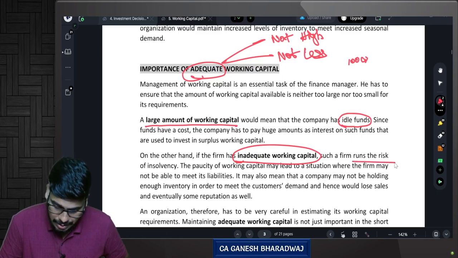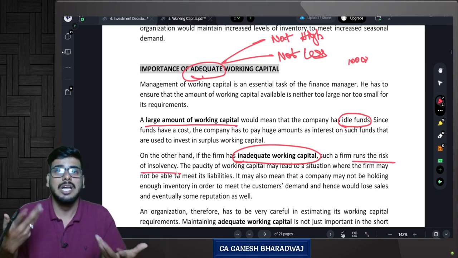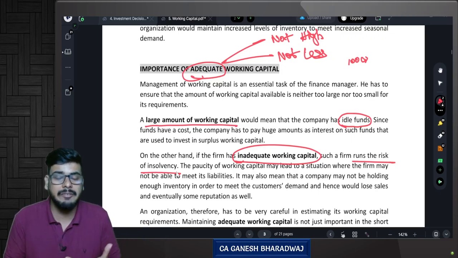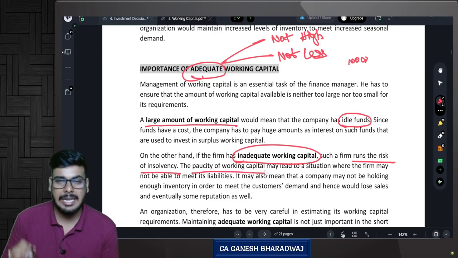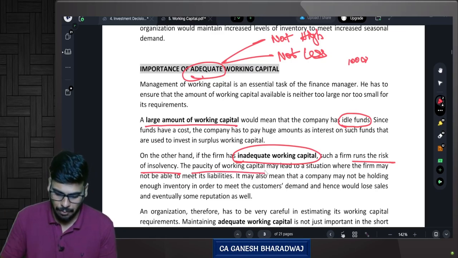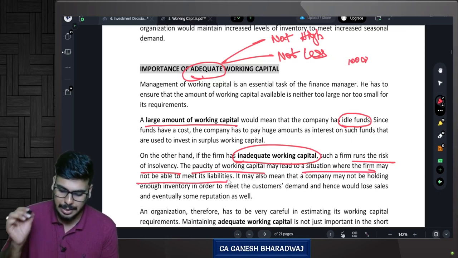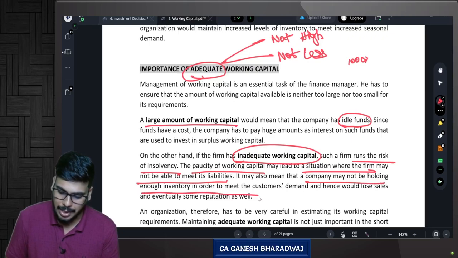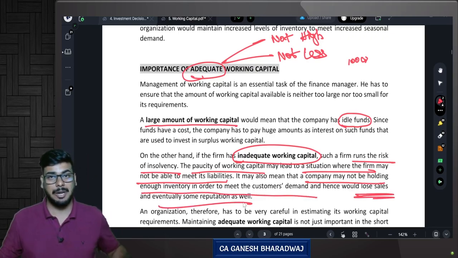So this is what it is. The firm runs the risk of insolvency. You will not be able to generate business. Now what happens? Your current assets will not even be sufficient to recover your current liability. The paucity of working capital. Paucity means scarcity of working capital may lead to a situation where the firm may not be able to meet its liabilities. It may also mean that the firm may not be holding enough inventory in order to meet the customer's demand and hence would lose the sales and eventually some reputation as well.